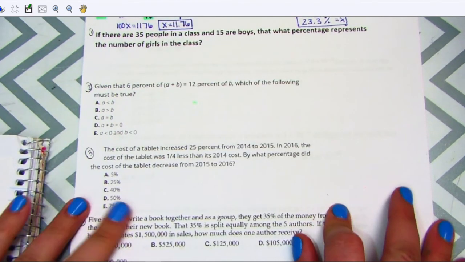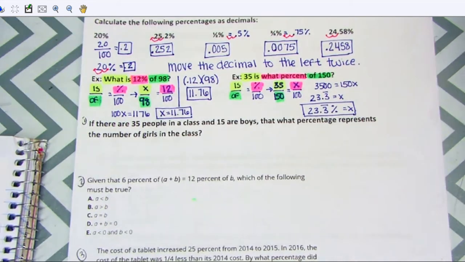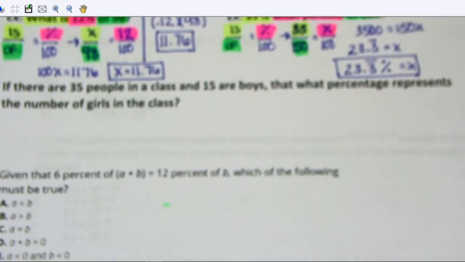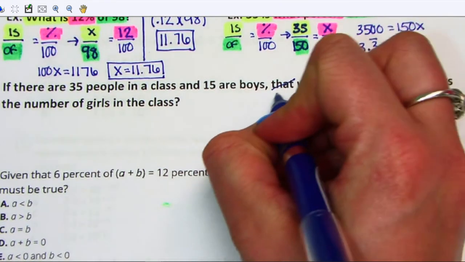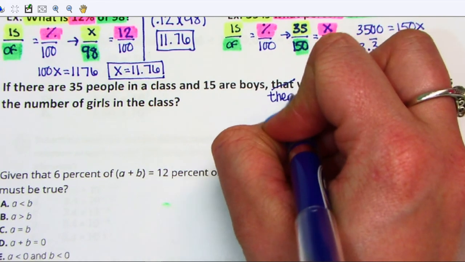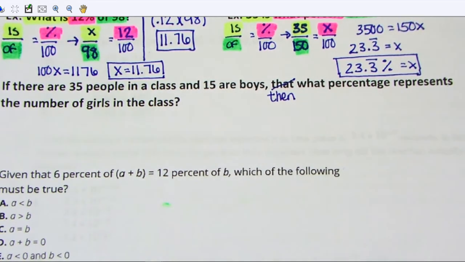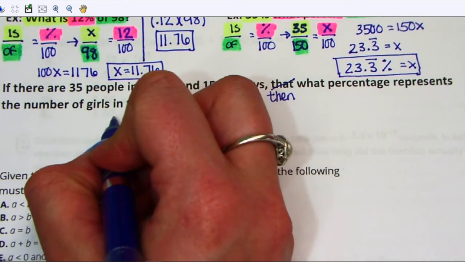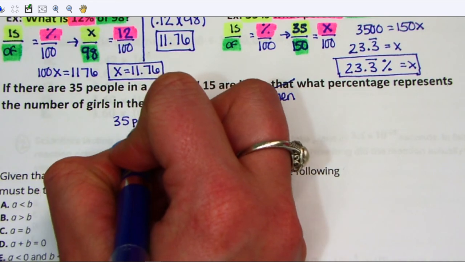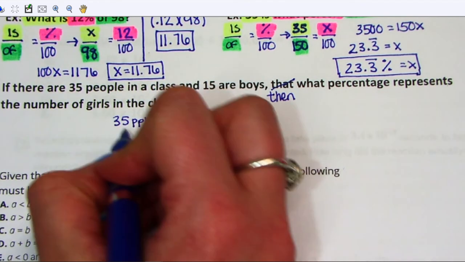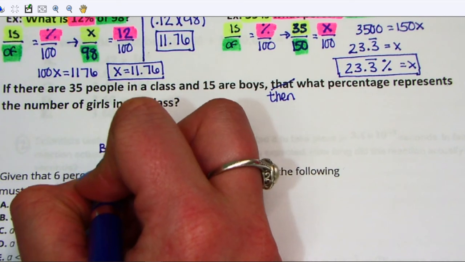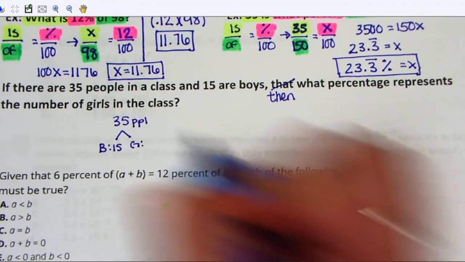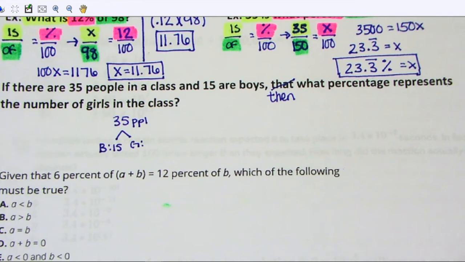So it says if there are 35 people in class and 15 are boys, oh, that should say then, not that. There we go. Then what percentage represents the number of girls? So all you have to do is pay attention to how many people are in the class. So there's 35 total people. And when you break that down, for boys, there are 15. Well, to figure out how many girls there are, I would take 15 and subtract it from 35. So I know that there are 20 girls.